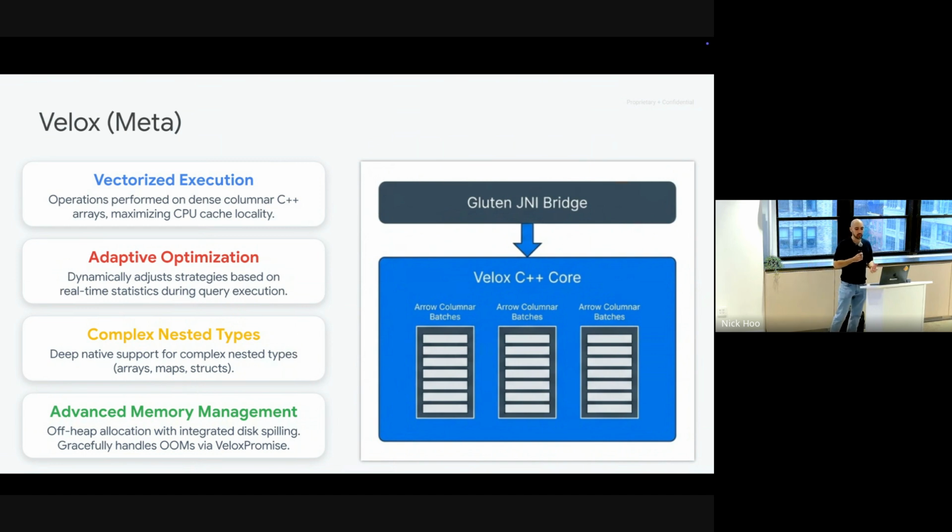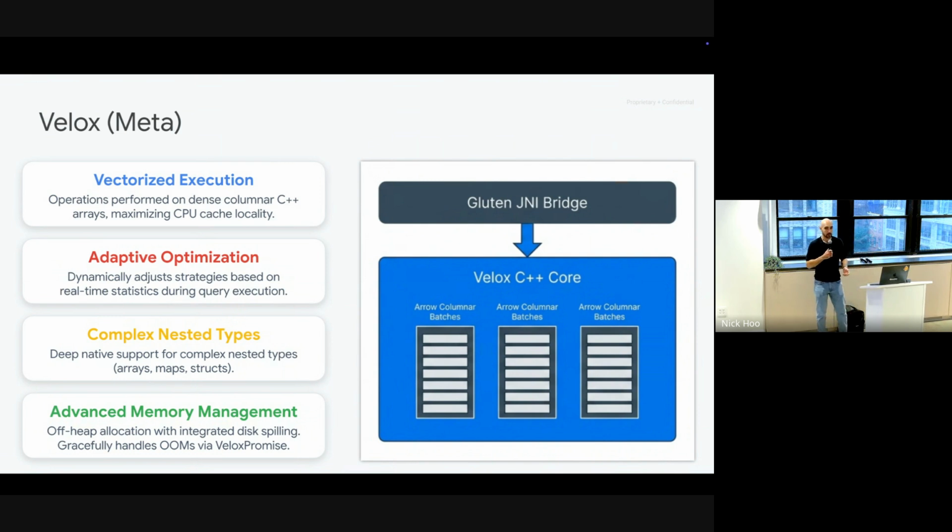So Velox itself is the actual execution engine that Gluten is pushing the code down to. So the way it works is that it supports vectorized execution. Operations are performed on dense columnar C++ arrays, which help maximize CPU cache locality. Oh, I guess I'll also call out, Velox is not currently an Apache product. It is open source, but it is currently being primarily maintained by Meta. Hence the Meta in parentheses here.